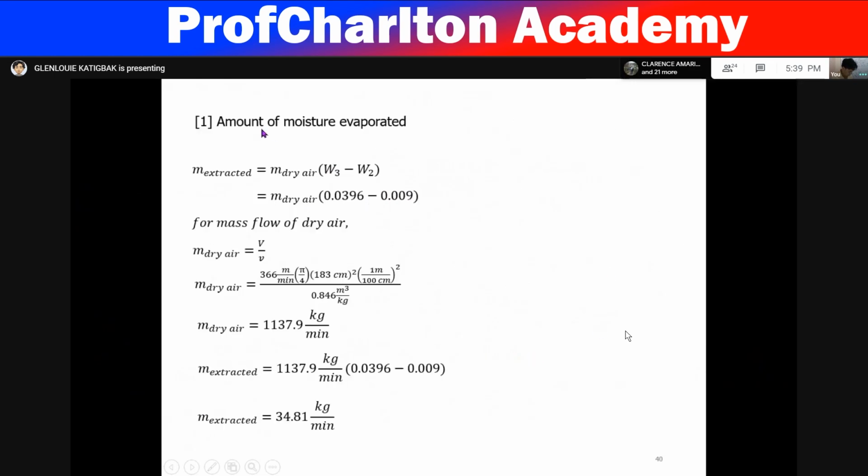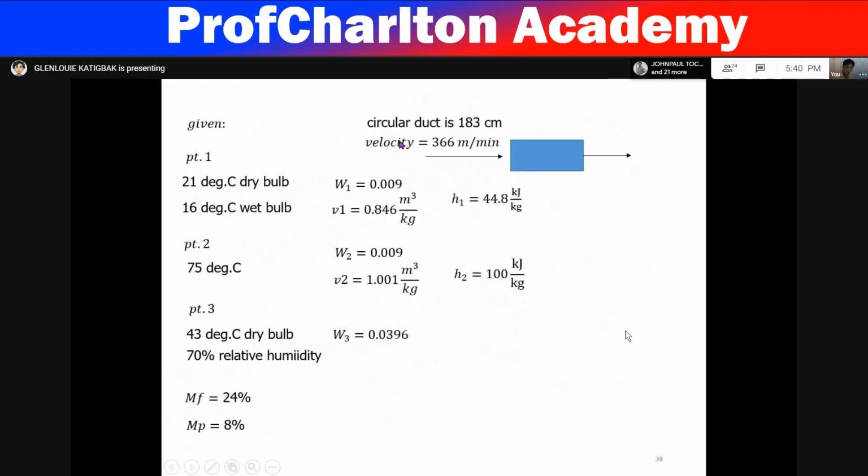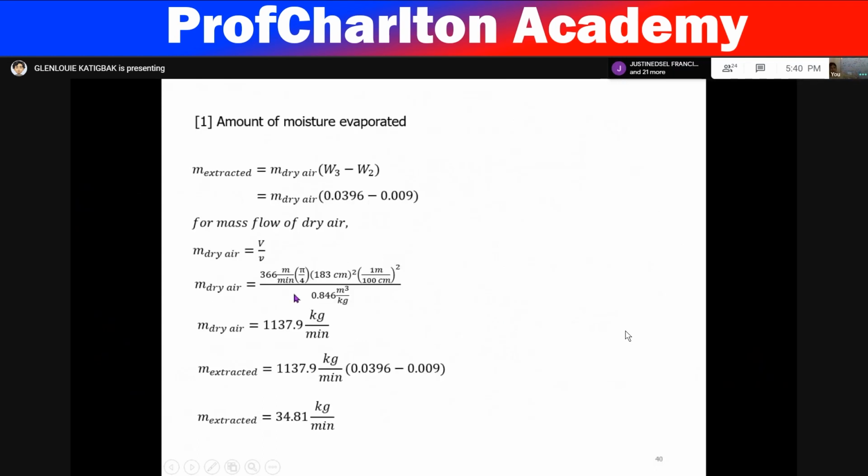So for number 1, the amount of moisture evaporated. The formula is: mass of extracted water vapor is equal to the mass of dry air times W3, the humidity ratio at point 3, minus the humidity ratio at point 2. We are unknown on the mass of dry air, so let's solve for it. For the mass flow of dry air, we have a formula: mass of dry air is equal to volume flow rate all over specific volume. We can get the volume flow rate using the diameter and the velocity.